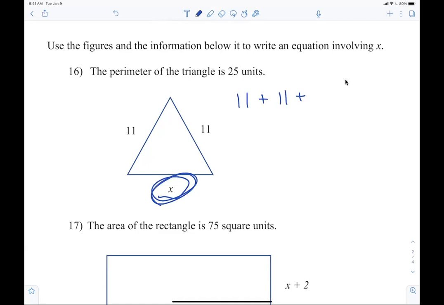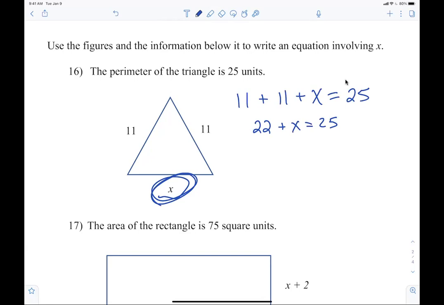Wait a minute. How many 11s are on the triangle? And then there's also a what? Equals how much? You are amazing. Now, of course, we could just say 11 plus 11 is what? Right. So I'm good with that.